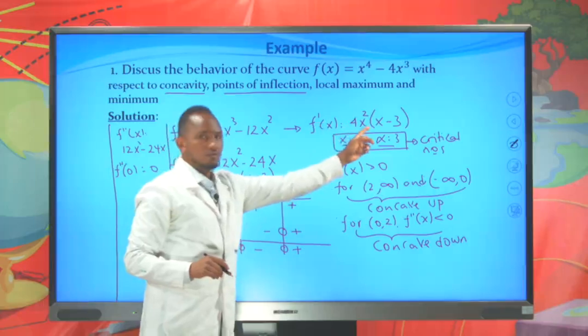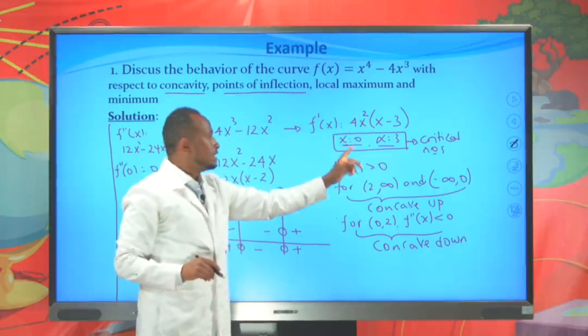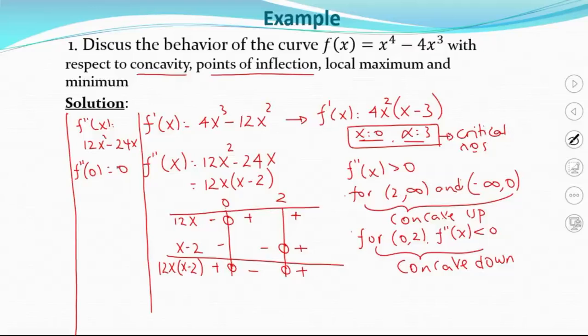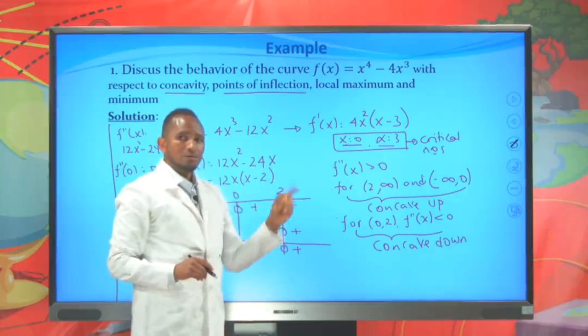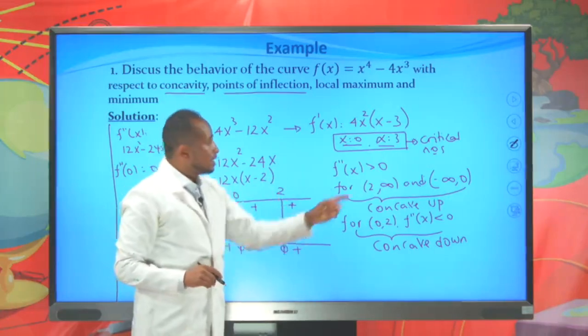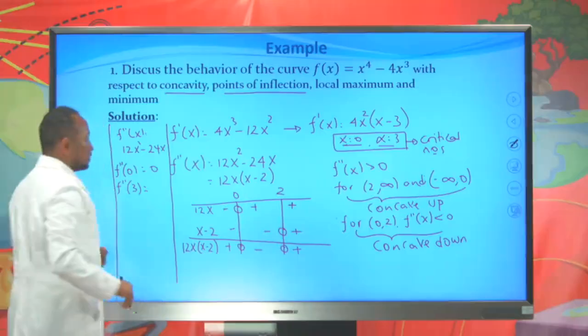Please students, check whether this point is a local max or a local minimum point using the first derivative test. We have the first derivative here. Check the sign, and if the sign changes from plus to minus at this critical point, it will be a local max. If it changes sign from minus to plus, it will be a local minimum. So check by yourself. Now let's check x equal to 3 using the second derivative test.